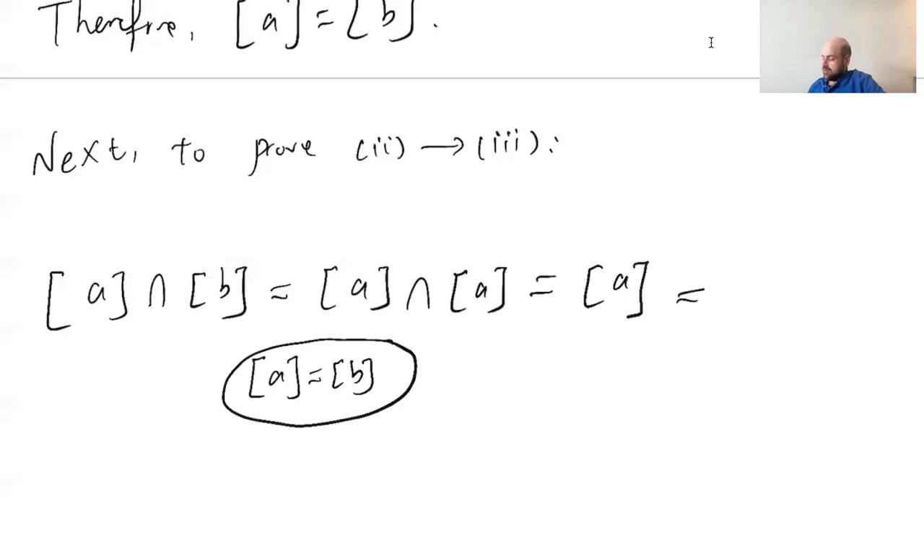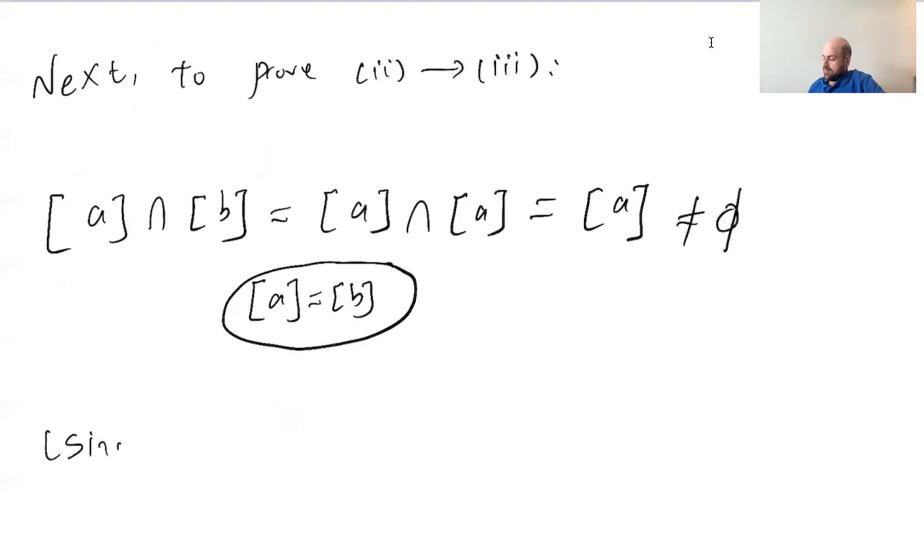And this is, of course, not empty, since A belongs to equivalence class of A. So a set intersection itself is, of course, itself, and that equivalence class of A is a non-empty set. Why? Because at least A is there. At least I can say that A is in relation with itself, right? Because equivalence class of A means all the elements which are in relation with A. Well, A is in relation with itself.